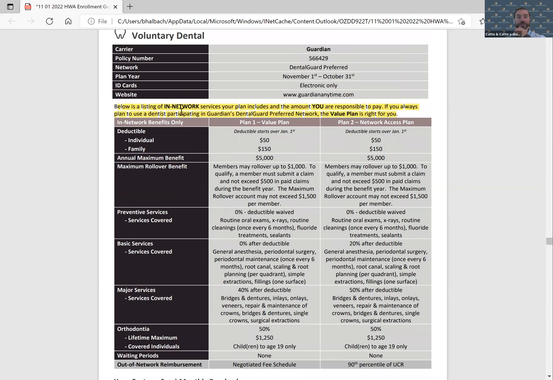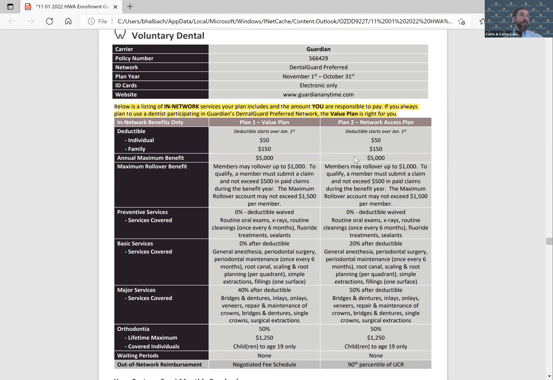If you plan to use a dentist participating in Guardian's Dental Guard Preferred Network, the value plan is the right one for you. So just remember it like this: if your dentist is inside the Guardian network, there's more value in plan one. If the dentist that you love is not inside the Guardian network, the network access plan is for you. That's what that means. You do have a big old benefit, $5,000 maximum benefit.